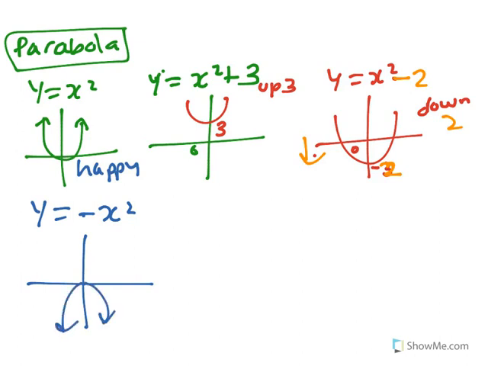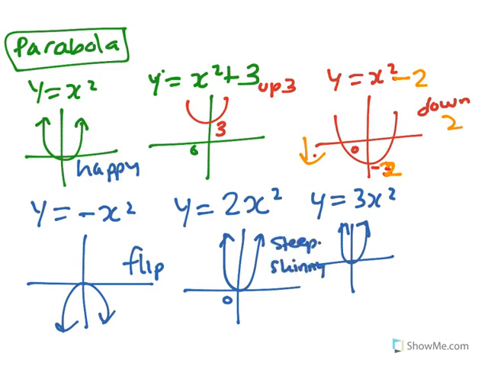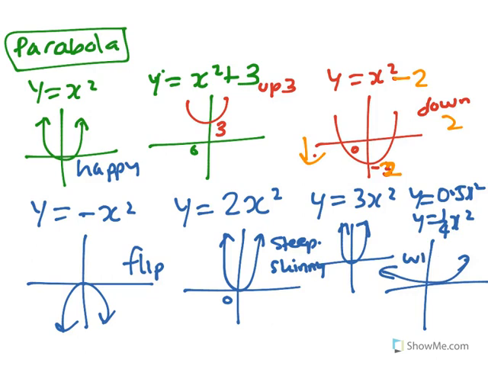Now, if I put a minus in front, it goes from being a happy face, which is up, to being a sad face, so it just flips it. If I put a number in front bigger than 1, it will make it steeper or skinnier, like that. The bigger the number, the steeper it is, really skinny. If I put a smaller number less than 1, say 0.5, or a quarter x squared, that will widen the parabola, so it makes it wider.